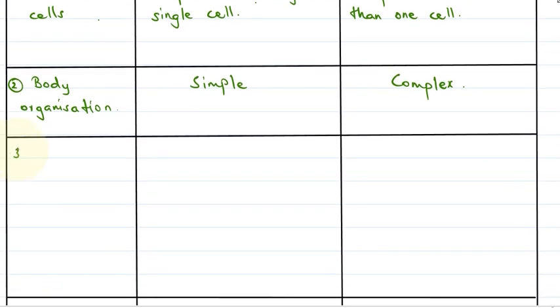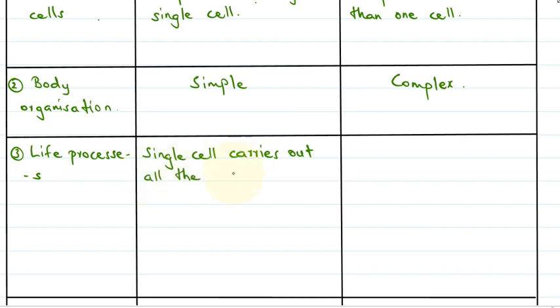Okay, and the next characteristic based on which we would differentiate is the life processes and how they are performed. So in case of unicellular organisms, here the single cell carries out all the life processes, all the processes of life.